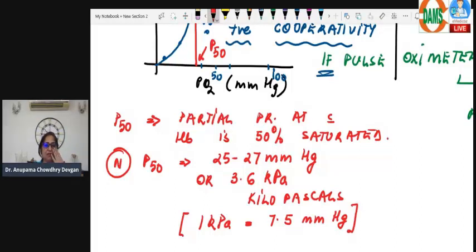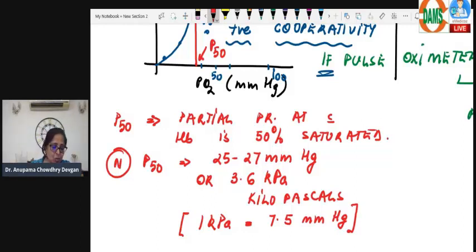What is P50? P50 is the partial pressure at which hemoglobin is 50% saturated. How much is normal P50? This is 25 to 27 millimeters of mercury, or what is also known as 3.6 kilopascals. Pressure can be measured in millimeters of mercury, centimeters of water, kilopascals. And the relationship between kilopascal and millimeters of mercury is: 1 kilopascal is equal to 7.5 millimeters of mercury.